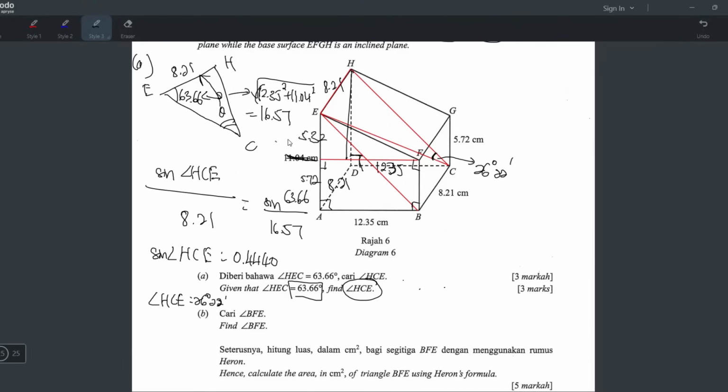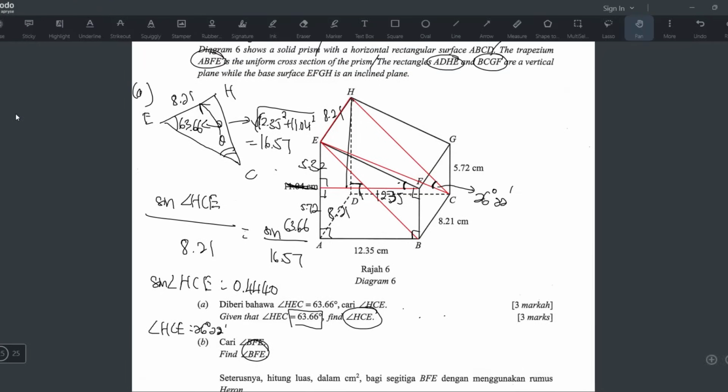And what are we trying to find? We are trying to find this angle right here, because with this angle, I can plus 90, then I can find the angle BFE. And how to find this angle is by using this right angle triangle. If it's a right angle triangle, we don't have to use the sine rule, cosine rule. You just use the Pythagoras theorem or SOH CAH TOA. No need to use sine rule, cosine rule.